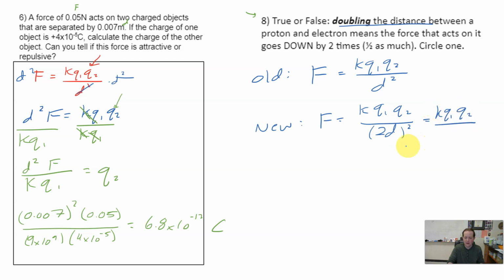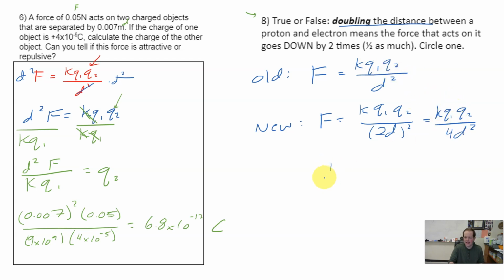Nothing is different up there. But now let's take D, and let's take 2D and square it. 2 squared is 4. Distance squared is distance squared. So what's different between these two equations? K, K, Q1, Q1, Q2, Q2.